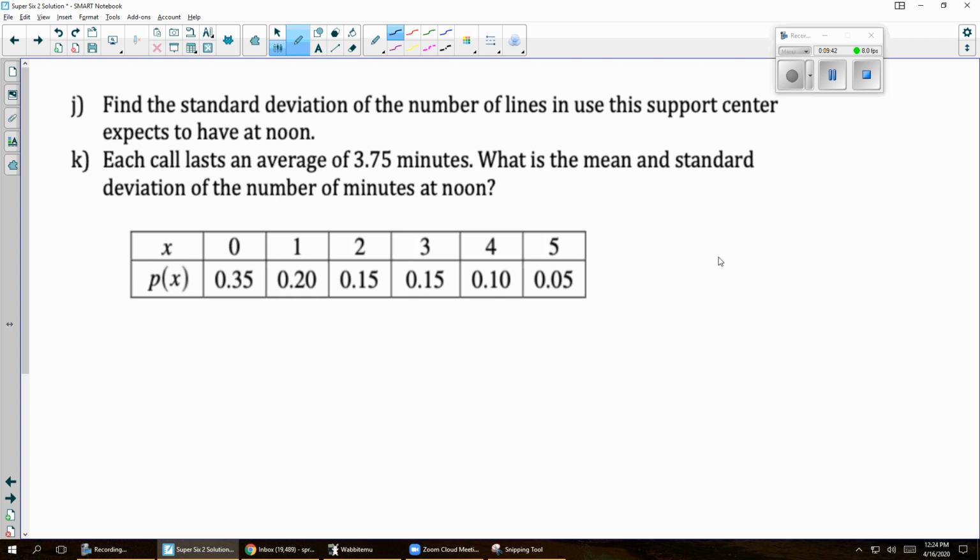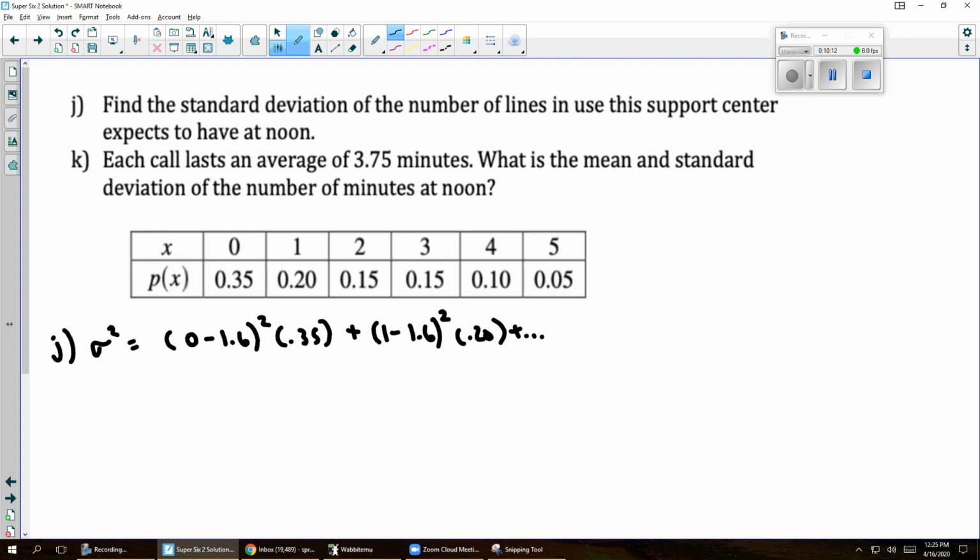Letter J, find the standard deviation of the number of lines in use. Might have to go back and remember this formula, but it looks like this. The standard deviation is going to be the square root, and so maybe I'll find the variance first. That might be easier for me to write. It's each number minus the mean squared times its probability of happening, plus the next number minus the mean. Remember, the mean from part A is 1.6. All the way until I get to the last number minus the mean squared times its probability of happening. And then I take the square root of all that, and the square root of that variance is the standard deviation, which is 1.56.